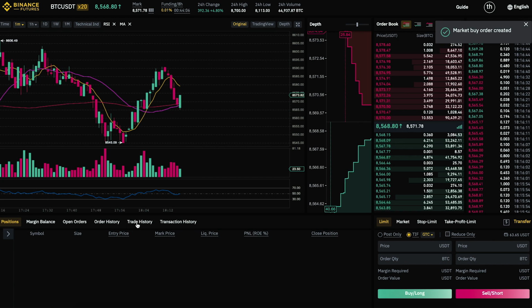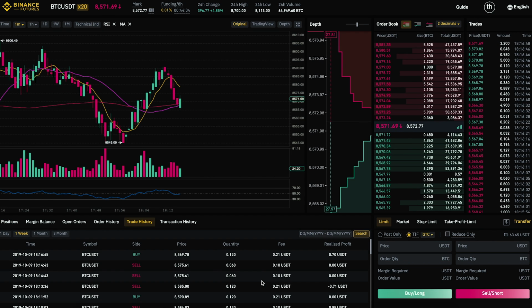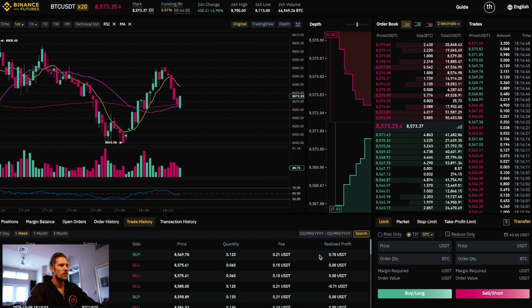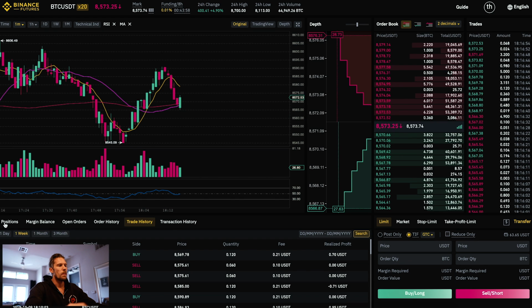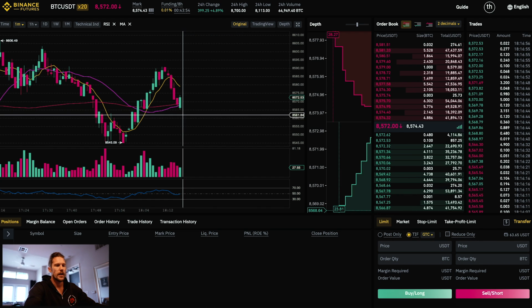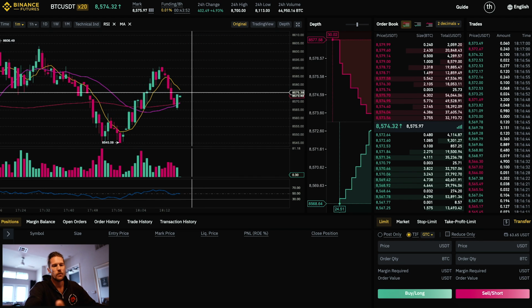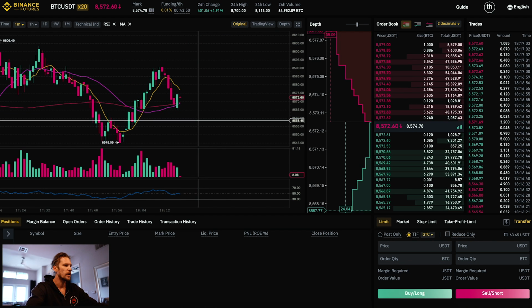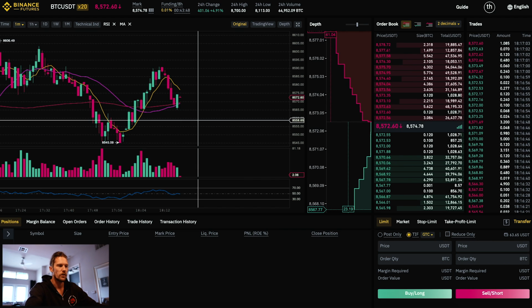So you can see we just click over to trade history, and we have a realized profit of 70 cents. Cost us 20 cents, but we made 70 cents. So the green candlestick's going up. We can see it's kind of moving the other direction, and we're at 63.65. So we're like $1 up from when we started.